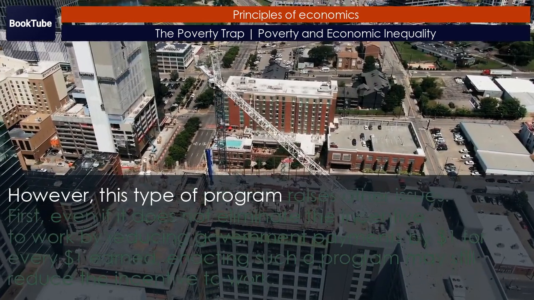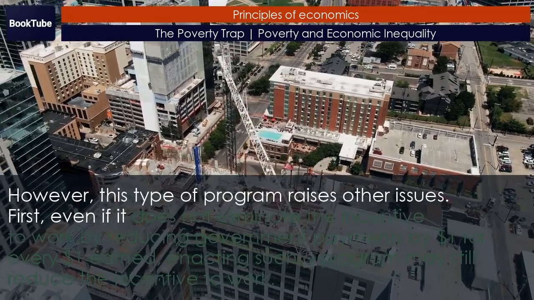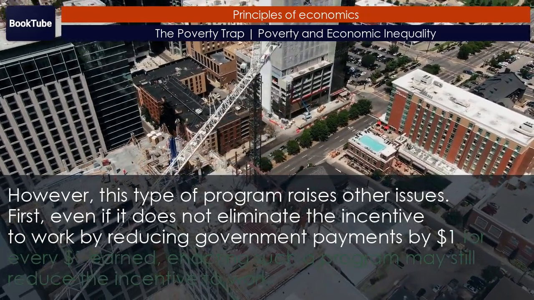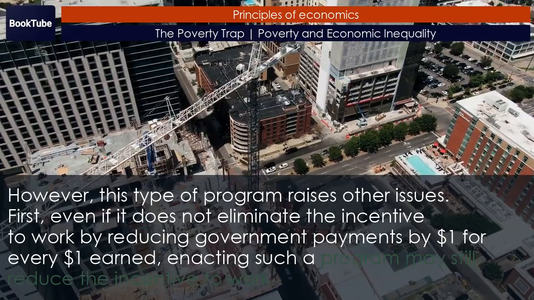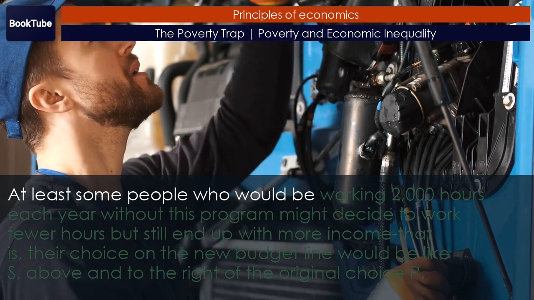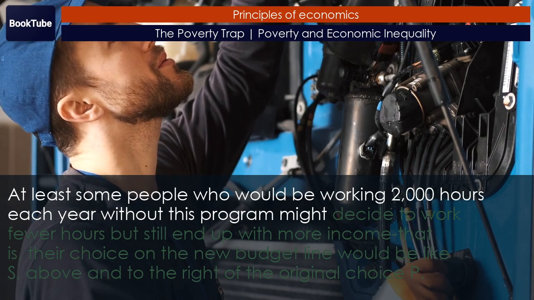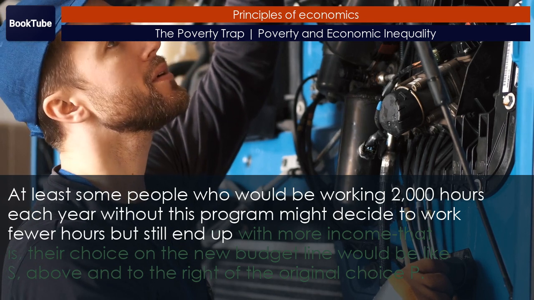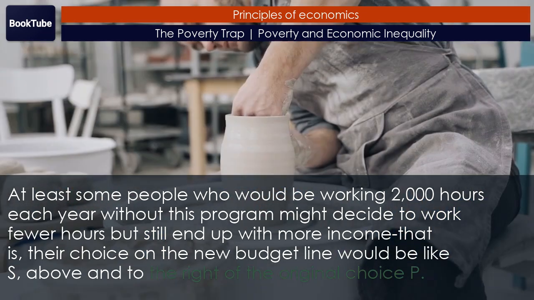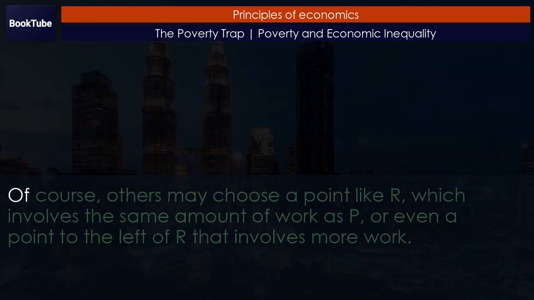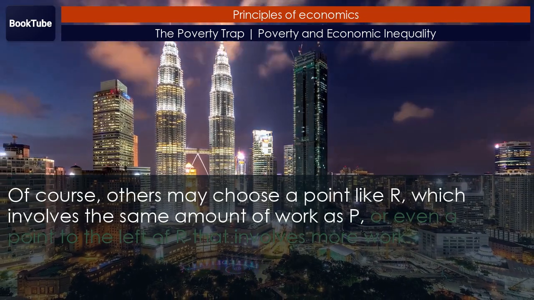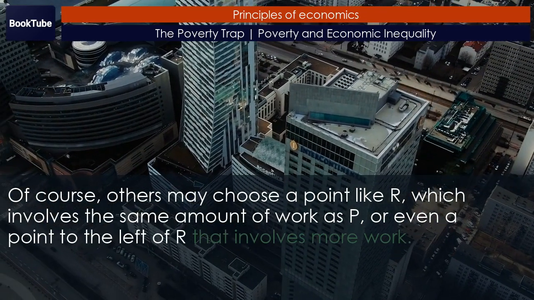However, this type of program raises other issues. First, even if it does not eliminate the incentive to work by reducing government payments by $1 for every $1 earned, enacting such a program may still reduce the incentive to work. At least some people who would be working 2,000 hours each year without this program might decide to work fewer hours but still end up with more income. That is, their choice on the new budget line would be like S, above and to the right of the original choice P. Of course, others may choose a point like R, which involves the same amount of work as P, or even a point to the left of R that involves more work.